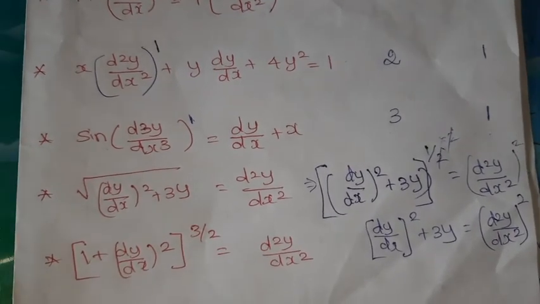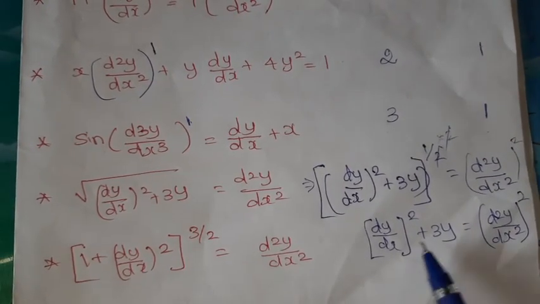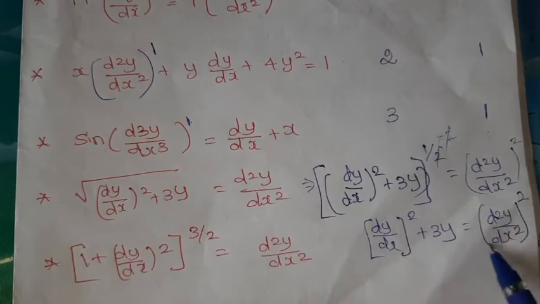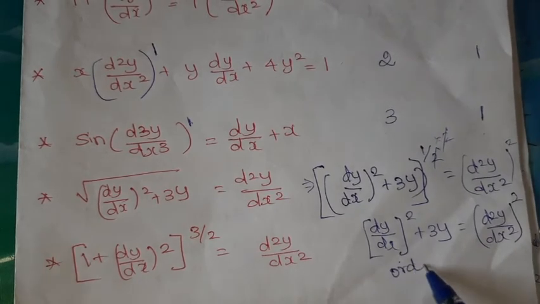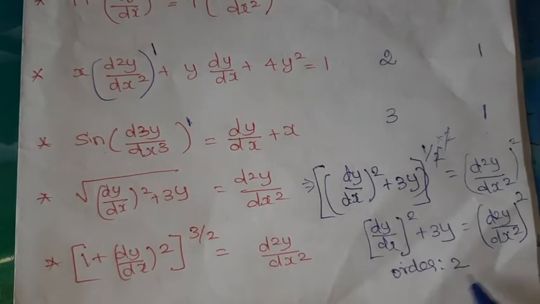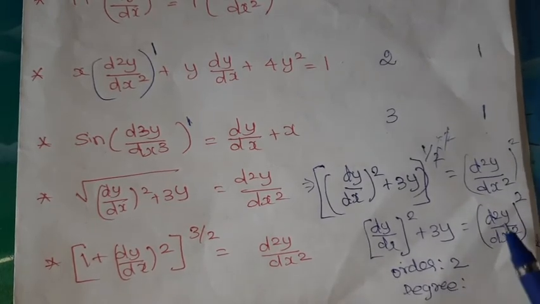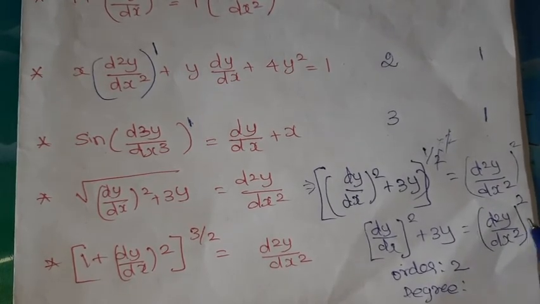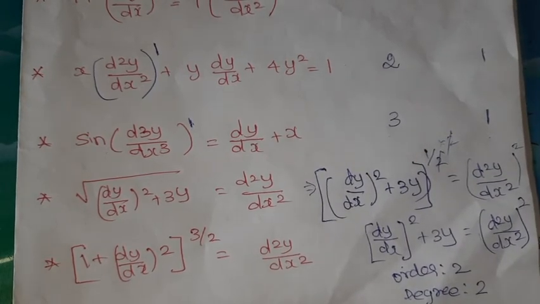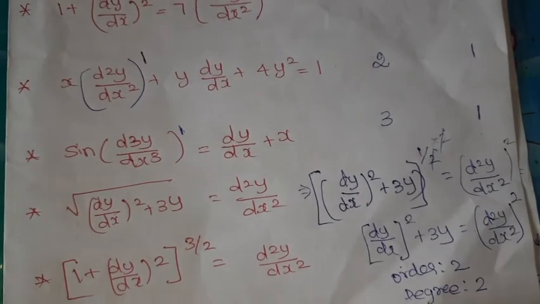Then we need to look for the order and degree. See, in this equation, what is the highest derivative? The highest derivative is d squared y by dx squared. So order equal to 2. What is the degree? Degree is nothing but the power of the highest derivative. What is the power? The power of the highest derivative is also 2. Order and degree for this equation are 2 and 2.